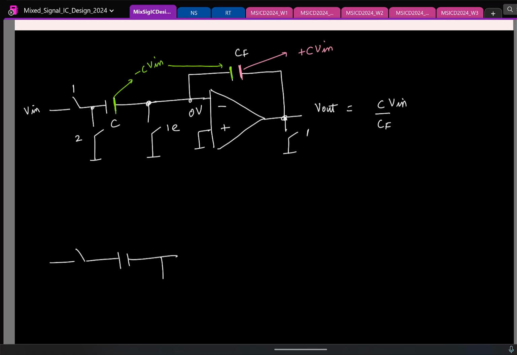So nothing changes here, it's same old. We are sampling it as usual. Now here, instead of connecting it to the op amp all the time, I put a switch.